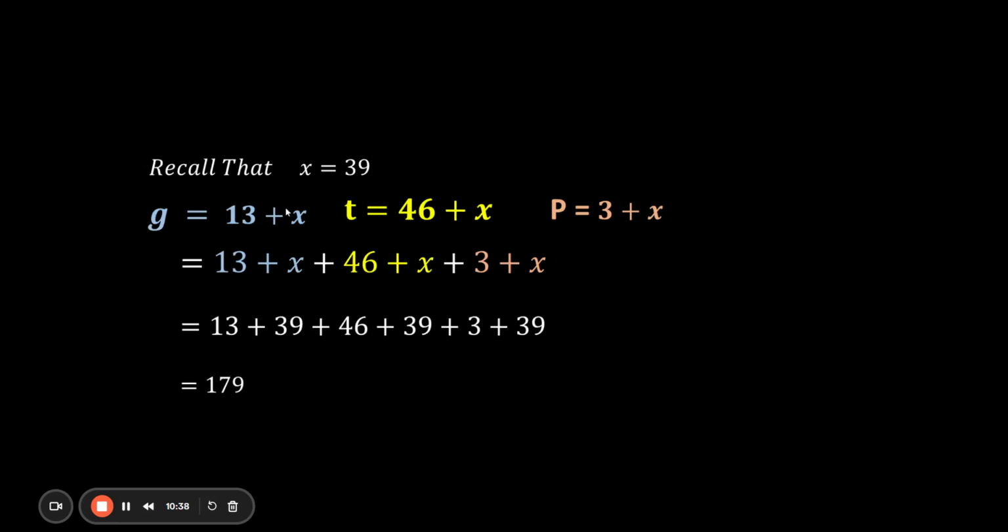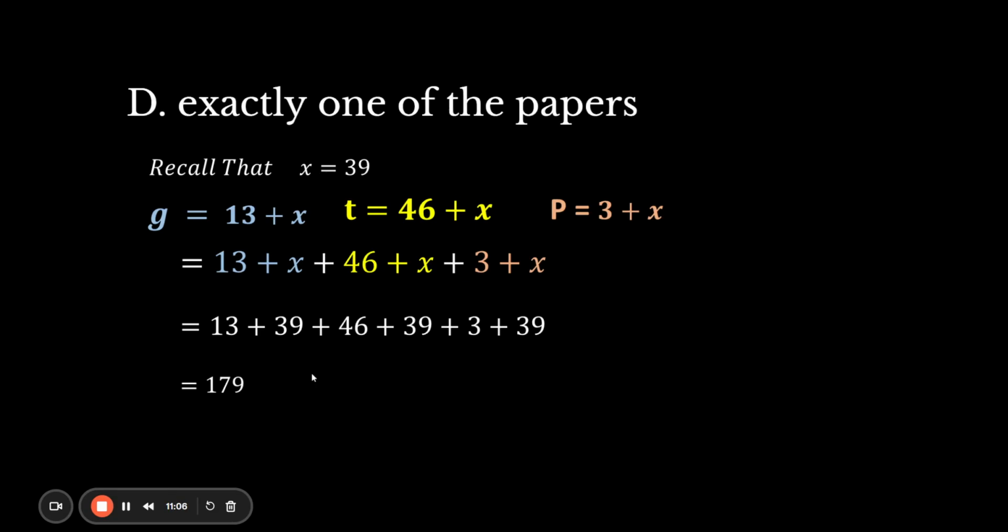Okay. Also, the next is those that read just one paper. We have G for Guardian 13 plus X, T for Times 46 plus X, and P for Punch. We add all of them and replace the X with 39, and we get a total of 179. So that is that. That's the same thing I just did, I think it's just a recap.